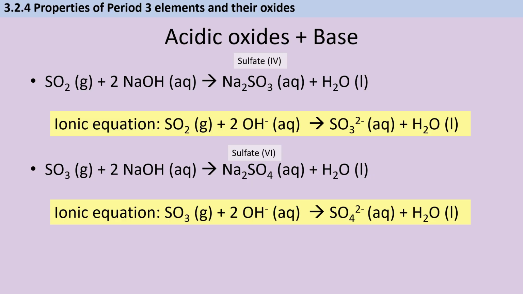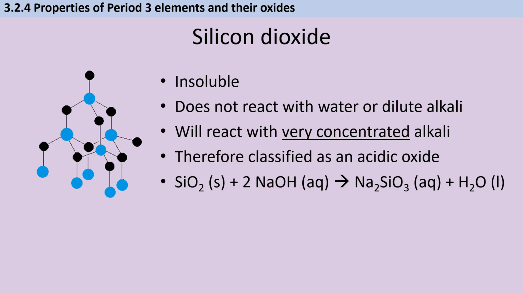Again, we can also write ionic equations for each of these in which we skip the sodium spectator ions. You first met silicon dioxide in GCSE chemistry, where it was an example of a giant covalent structure or a macromolecule. So you already know that it contains thousands of atoms covalently bonded together, and this makes it very hard, gives it a very high melting point, makes it very unreactive, and also makes it almost completely insoluble.